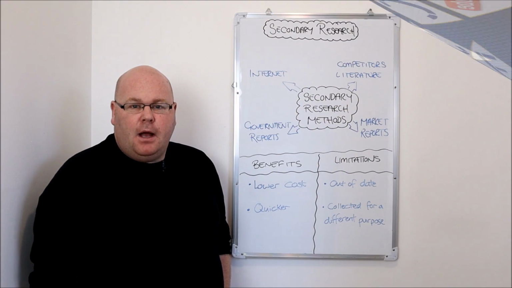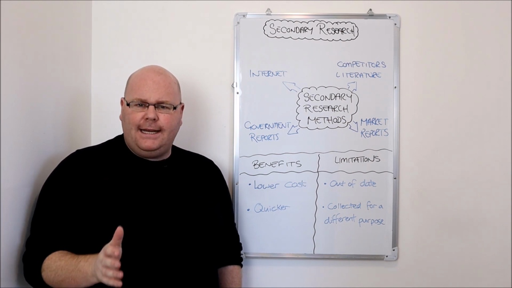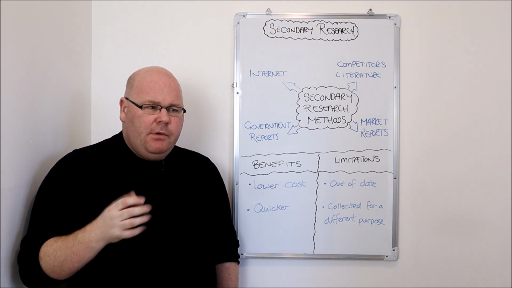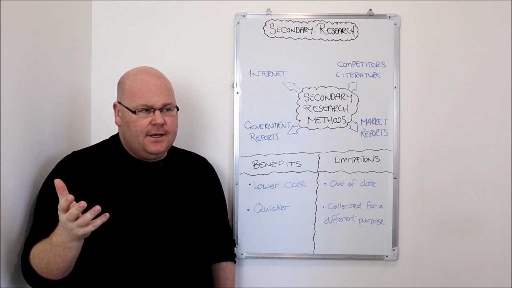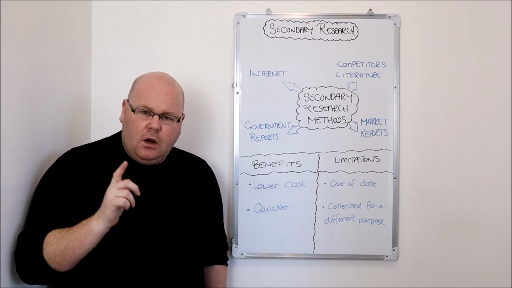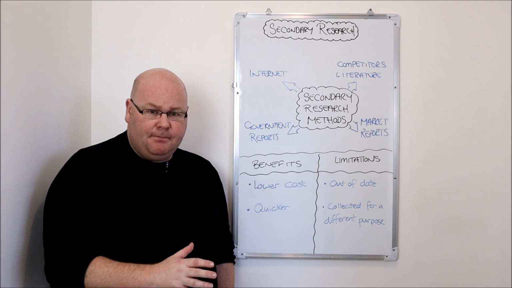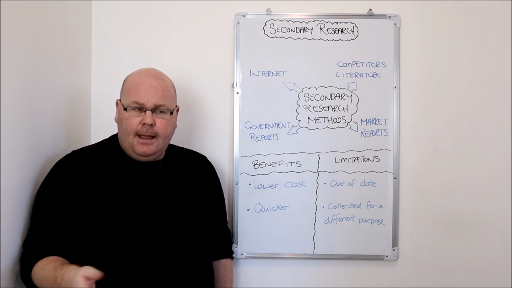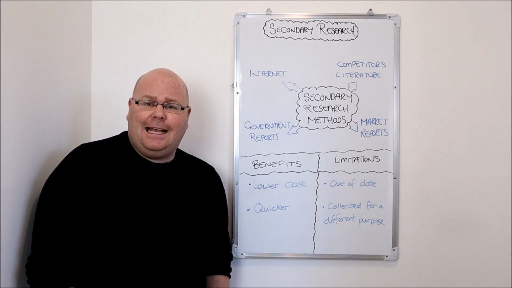So secondary market research is collecting information that already exists. We know that primary market research is going out and collecting new information, collecting that information for the first time. Secondary market research is different. This time we're looking at information that somebody else has collected previously for a different purpose, but the results of that information might still be useful to us as a business.